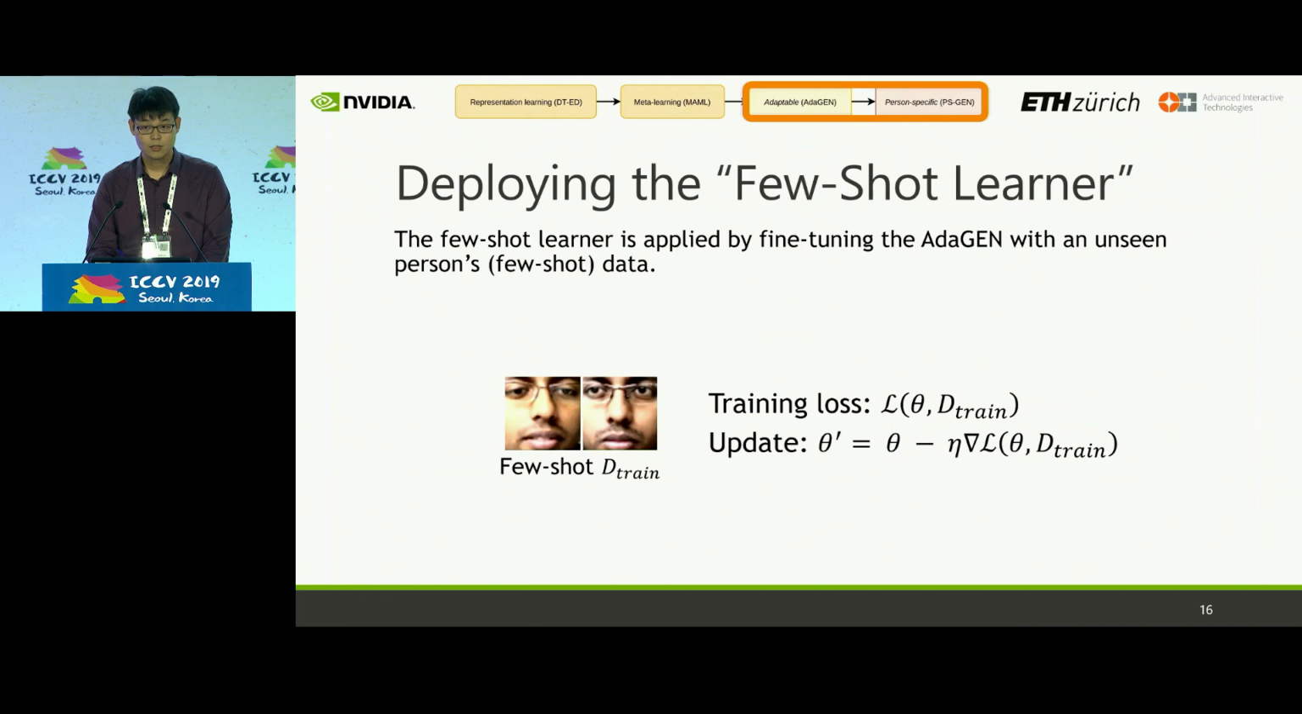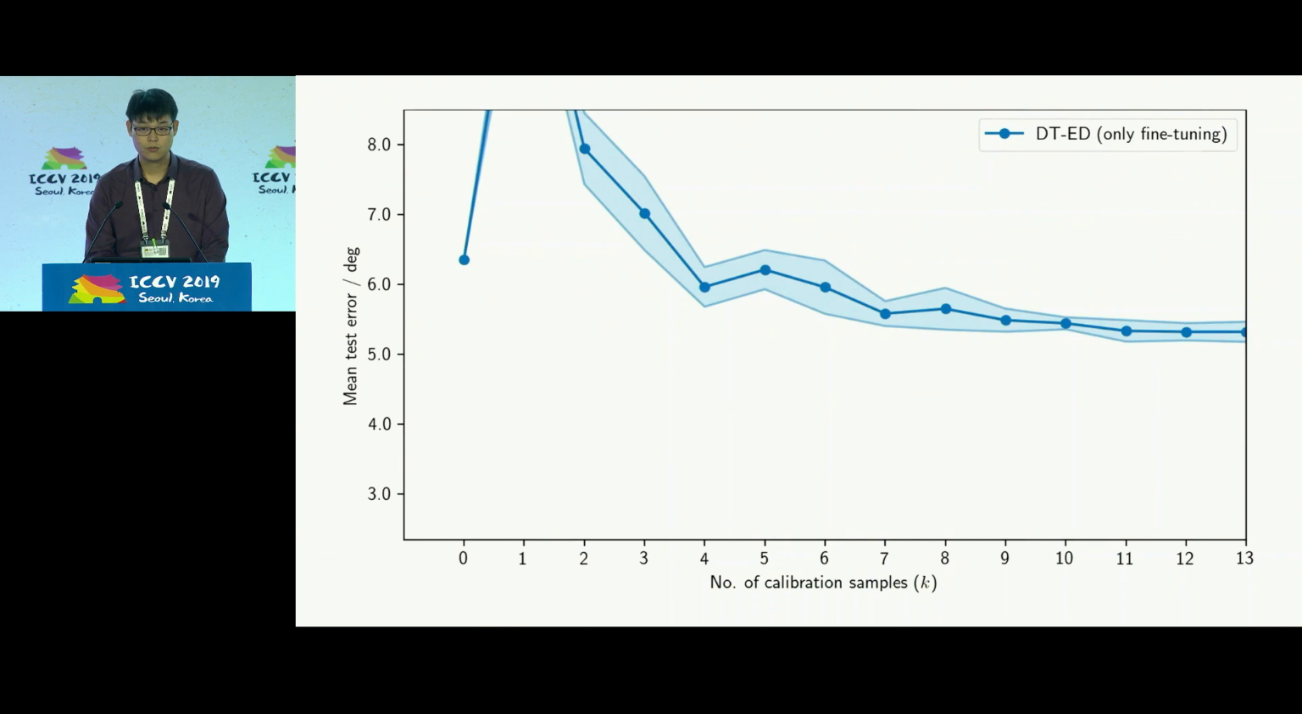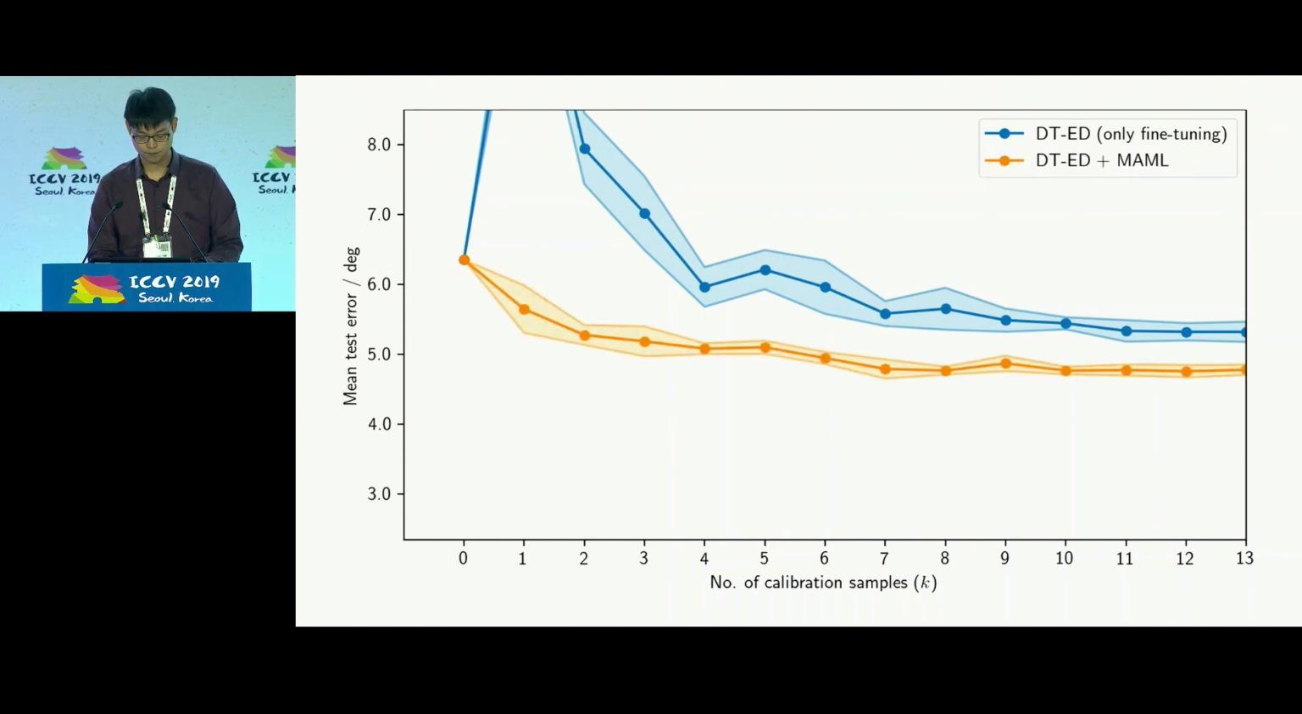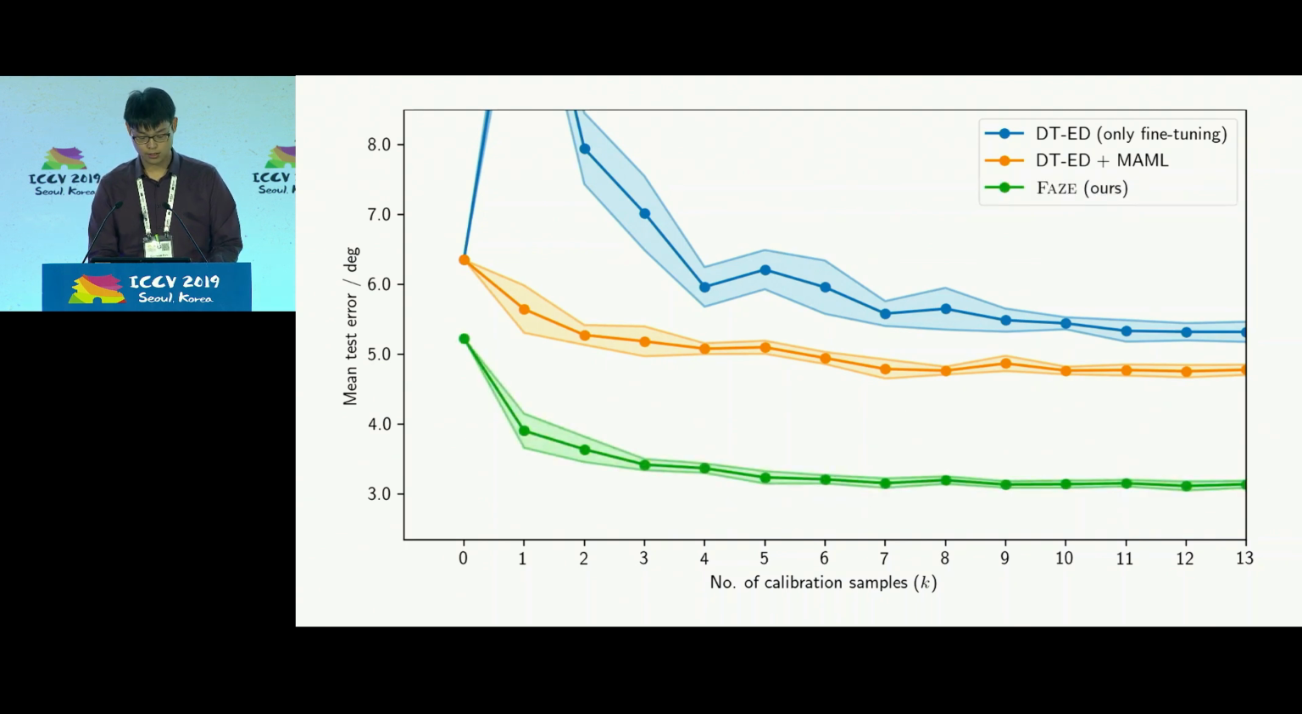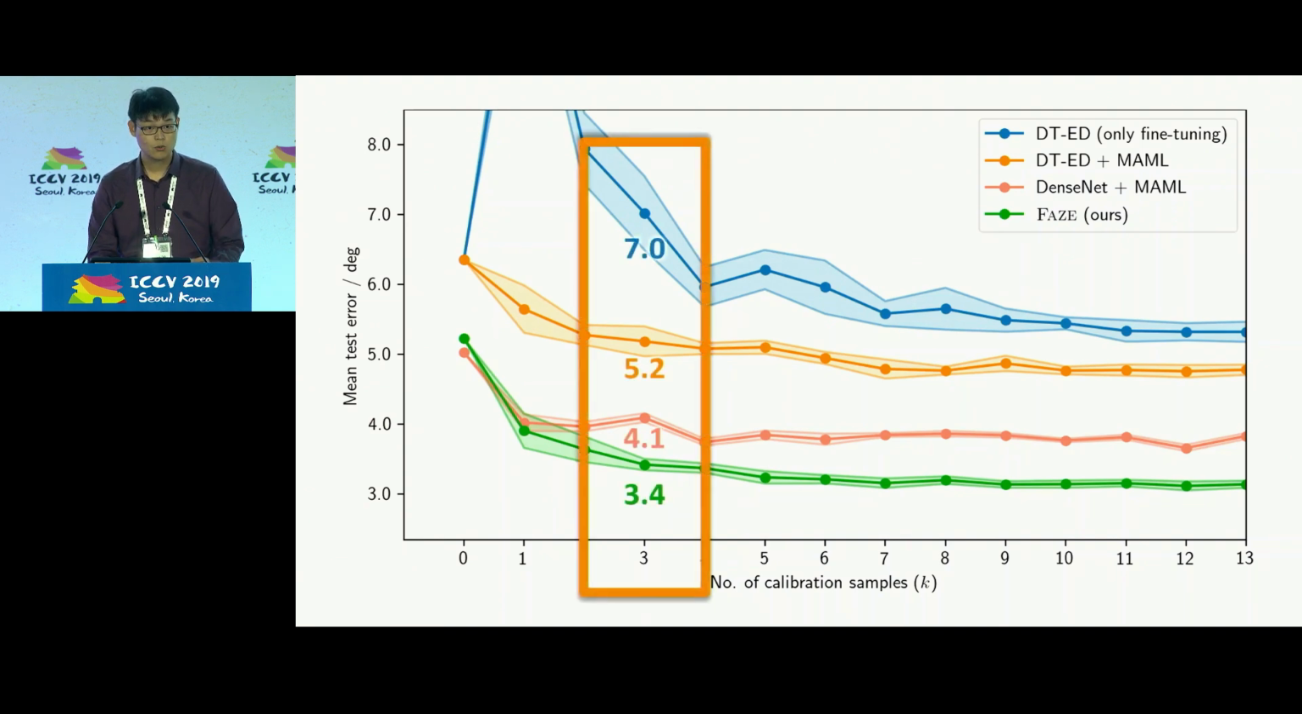So, how do we perform? Using just our DTED with naive fine-tuning results in overfitting with very few calibration samples. When applying MAML, the overfitting issue disappears. The final Phase method with within-person embedding consistency yields significant performance improvements across all values of k. Phase is also better than the pink curve, which uses MAML with features from a DenseNet that was trained only on the final gaze task. With as few as 3 calibration samples in particular, we see huge improvements in performance compared to the baselines.